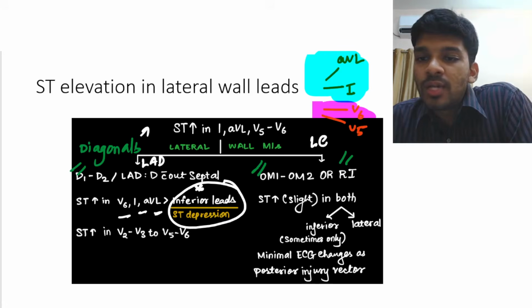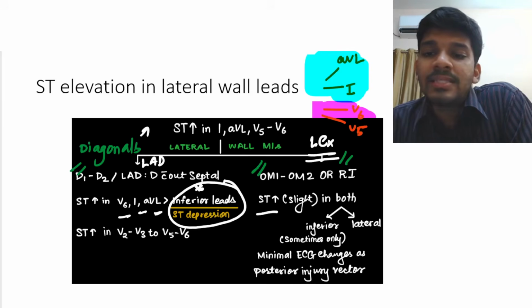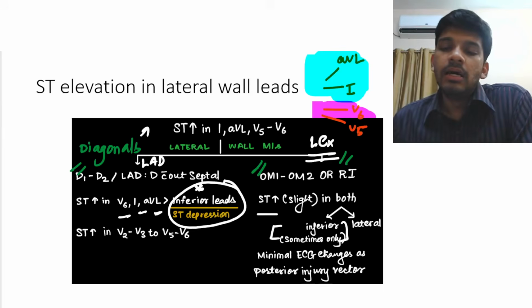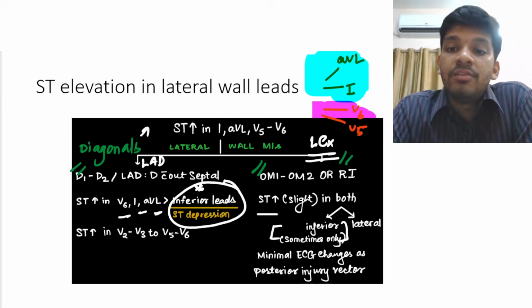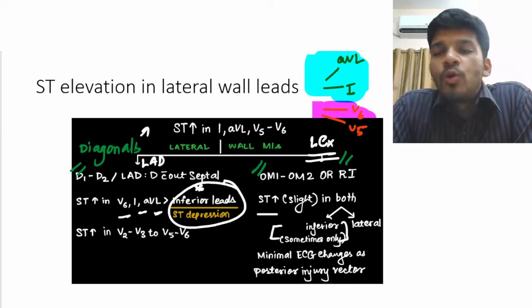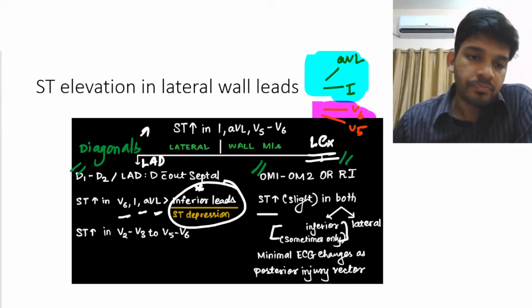Whereas if it is localizing to the left circumflex artery, which is usually an inferior wall MI, you can get slight ST elevations in inferior leads. However, that is only sometimes. Sometimes you can get only minimal ECG changes in the form of a posterior injury vector, where the ST depressions in V1 to V3 will be more prominent than the inferior elevations. So that gives you a clue whether it is a diagonal occlusion or an obtuse marginal occlusion, which is giving you the elevations in the lateral wall leads.